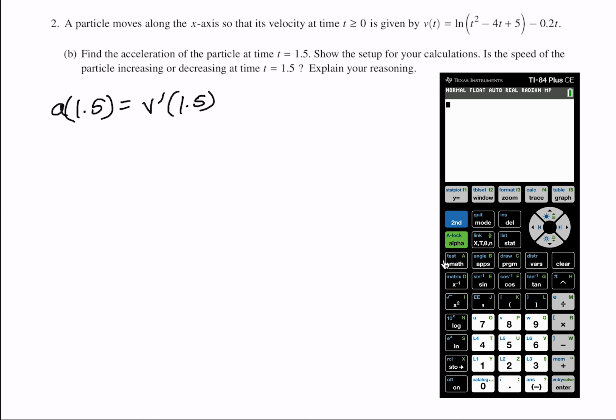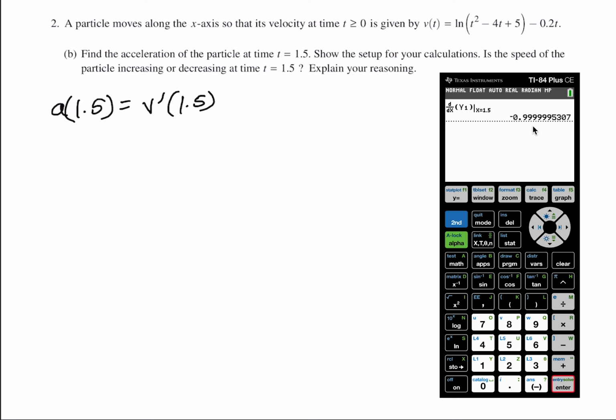So you'd click Math and nDeriv, which is number 8, d over dx, and then here you would plug in the function. You can retype the function that they gave, but since we already put it in for y1, we can just call y1. So what we would do is click Vars, Y-Vars, Function, and y1. That's a really easy way to call the function that we had already typed in instead of having to retype it. And we're trying to find the derivative of the velocity at t = 1.5, so we put 1.5 here.